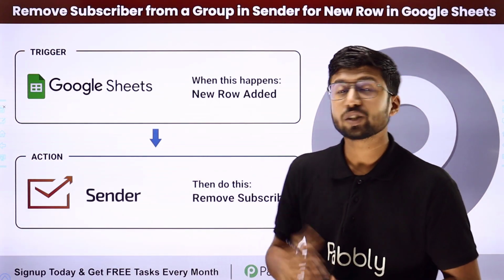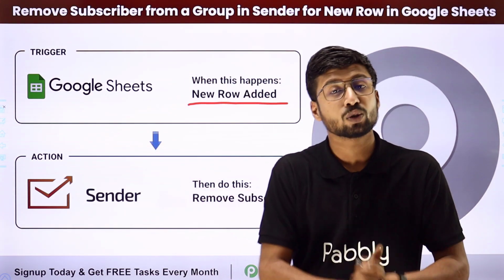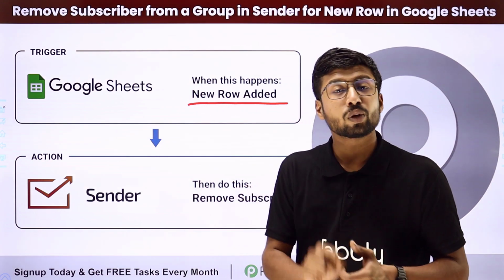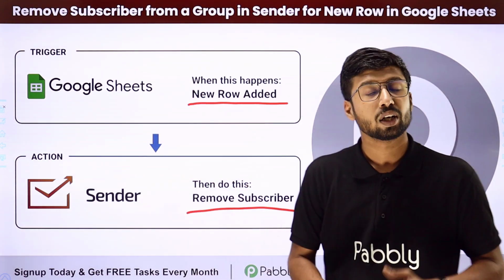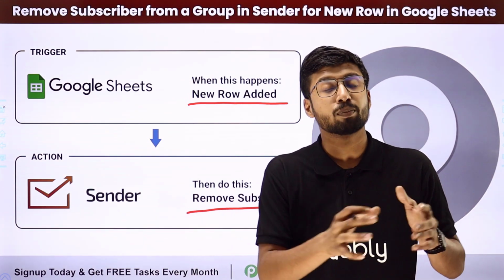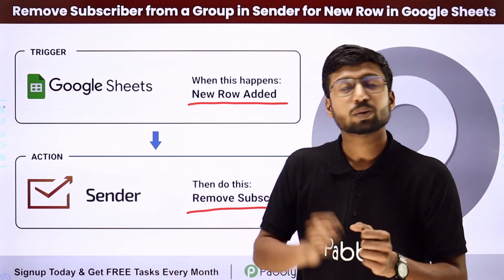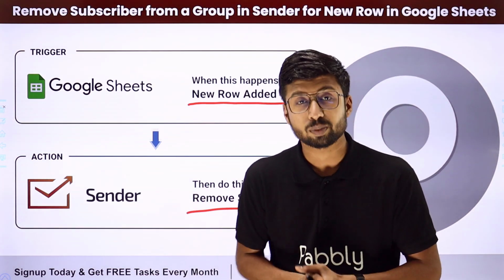So using this automation, whenever you add a new row of data with the user details into the Google Sheet, that particular user whose data we are adding will be removed from a group in our Sender account. So if you already have that person or that invalid email address as a subscriber in Sender, that particular subscriber will be removed from the group in your Sender account. You can actually automate this process.